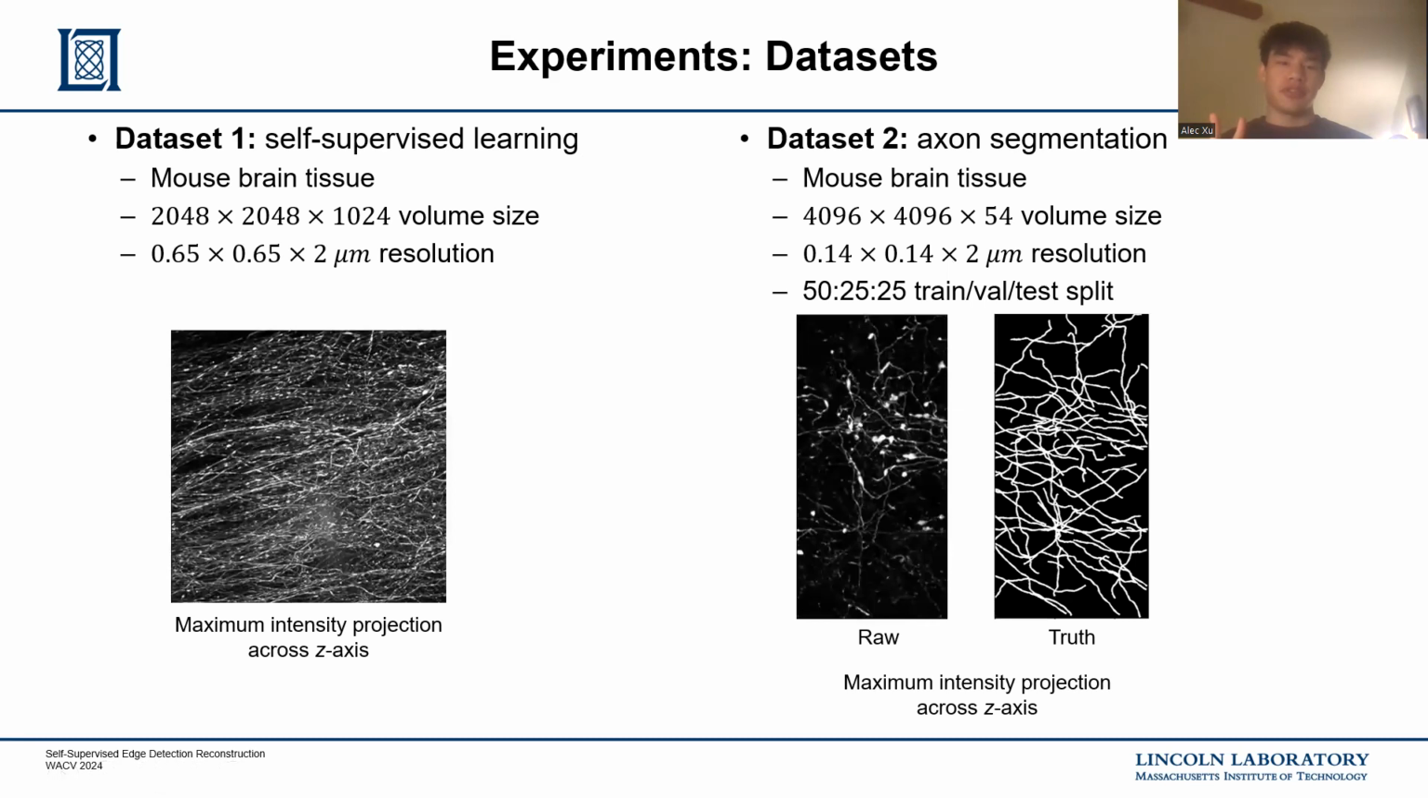We used 2 different datasets. The first one we only used for self-supervised learning training. And then the second dataset we only used for axon tracing training and testing. And both of these datasets are brain tissue volumes from mice.